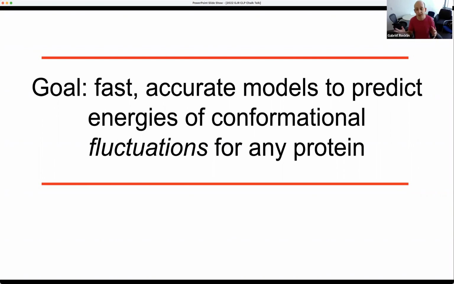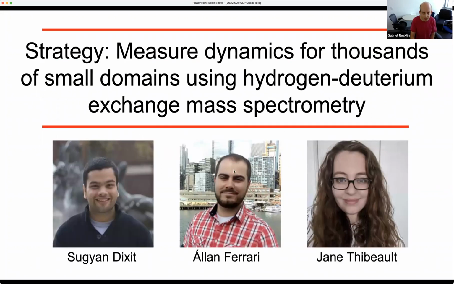People can run simulations of proteins and maybe see which segments are flexible and which are not. But I don't think there's a lot of validation of that approach. And so I think a data-driven approach, where we measure fluctuations for thousands of different proteins and then learn from that data rather than a first principles modeling approach, will at least be complementary, and I think it's going to really help this problem of predicting fluctuations. So this project is being led in the lab by 3 postdocs, Sugi, Alan, and Jane.